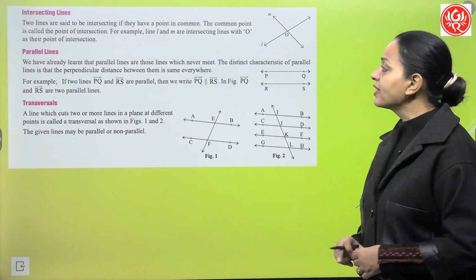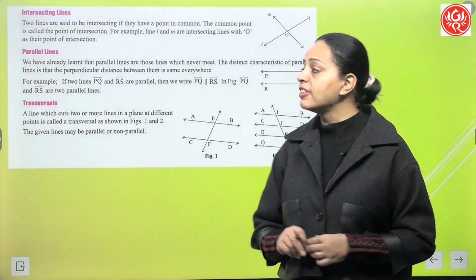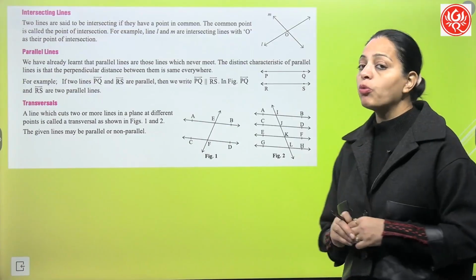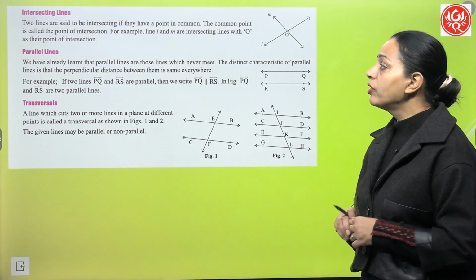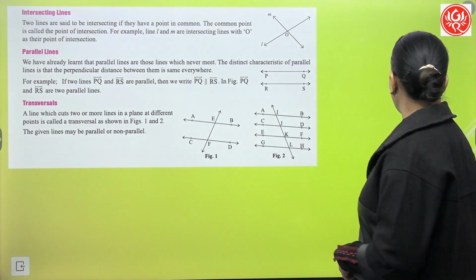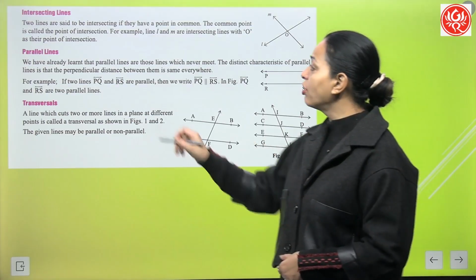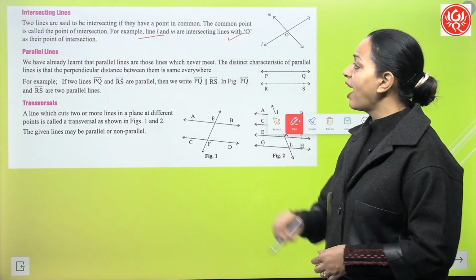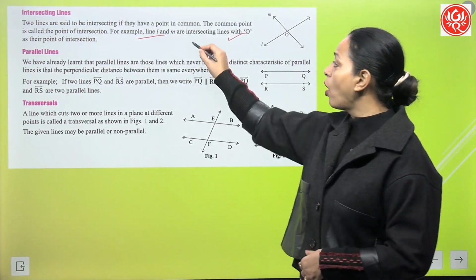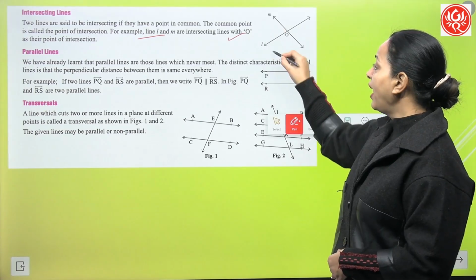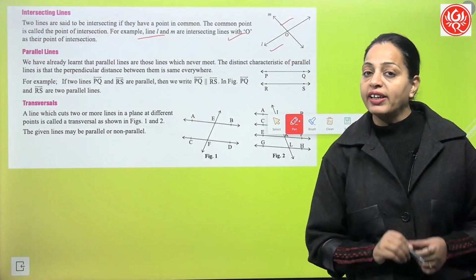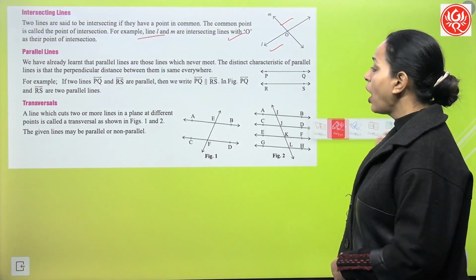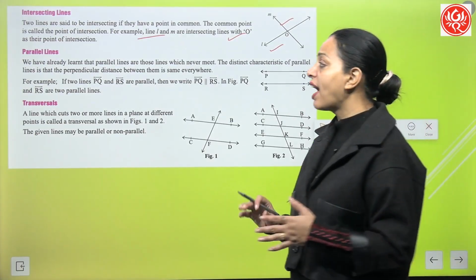So come to next. Here intersecting lines. Two lines are said to be intersecting if they have a point in common. The common point is called the point of intersection. For example, lines L and M are intersecting lines with O as their point of intersection. L and M, they are intersecting each other at point O, right? Now the next is parallel lines.